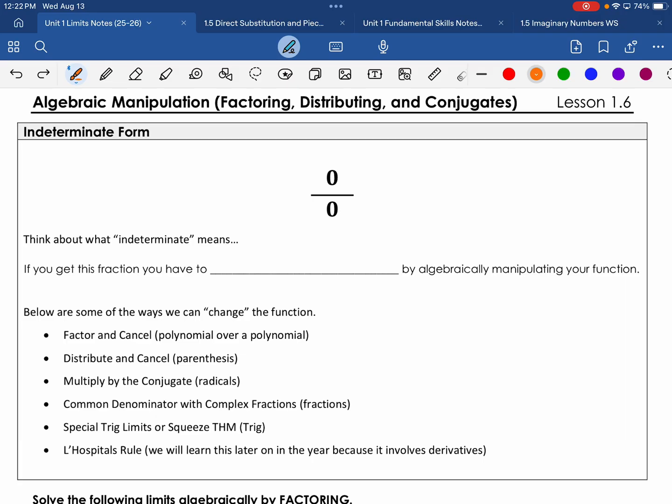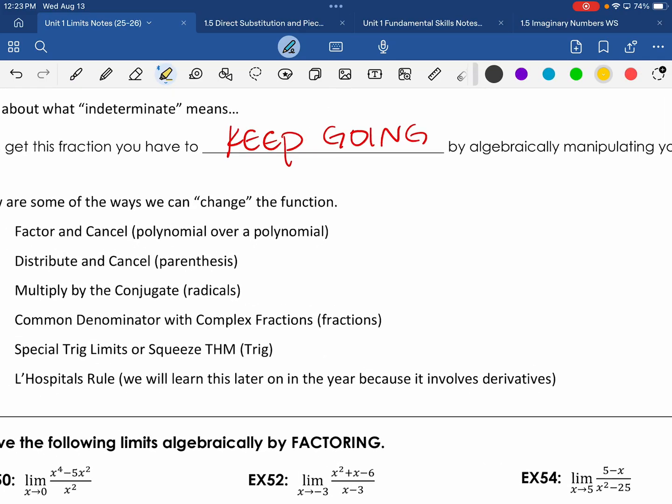0 over 0 is the indeterminate form, which means you cannot do anything with 0 over 0. You cannot say it does not exist. You cannot say it's 0. You cannot say it's 1. This means nothing. It means you are going to have to keep going and do one of these other methods.